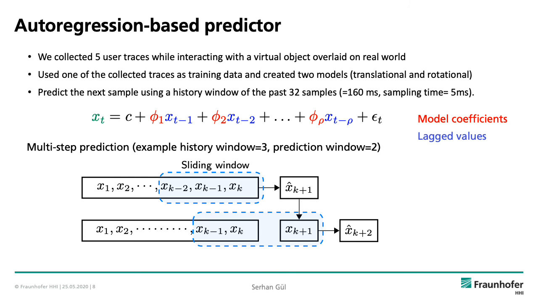And then we iterate this equation to perform multi-step prediction, as shown in the figure below for an example history window of 3 and a prediction window of 2. So we repeat this equation multiple times to predict multiple steps ahead.